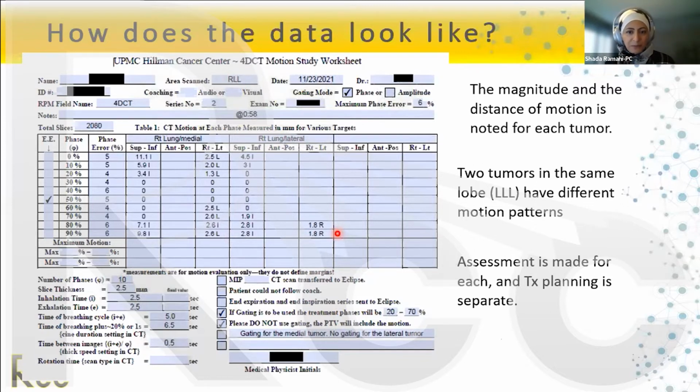So now what do we do? Oh, no, it's not LLL. This is RLL, in the same lobe as the other RLL. That's just a mistake from my side.